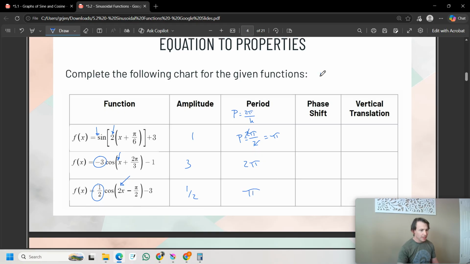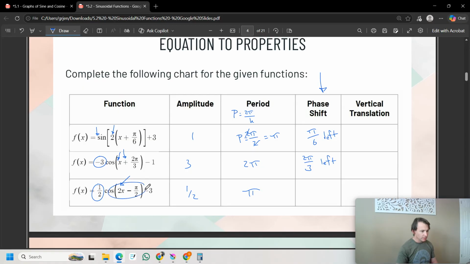Now, what if we have a phase shift? Phase shift is from -d, so we are going to be moving pi by 6 to the left, because it's positive, so it goes in the counterintuitive negative direction. Same thing on the next one. We have a plus 2 pi by 3. So we are going 2 pi by 3 left.